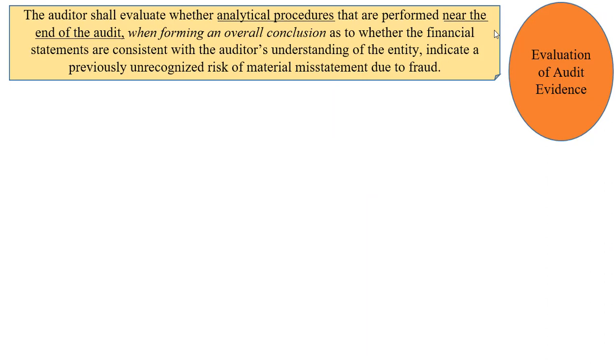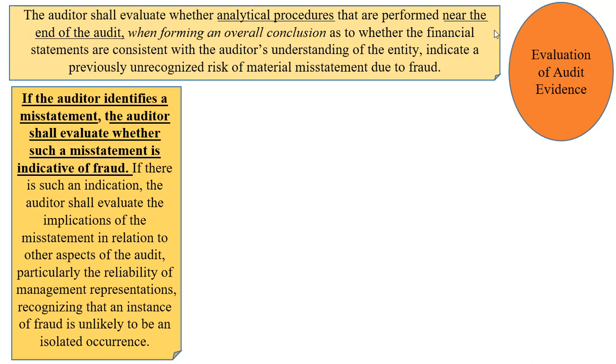When we evaluate the financial statements using analytical procedures near the year end or near the end of the audit, and also when we are forming an overall conclusion on the financial statements, these may indicate a previously unrecognized risk of material misstatement due to fraud. If the auditor identifies misstatements, then the auditor shall evaluate whether such misstatements are indicative of fraud.